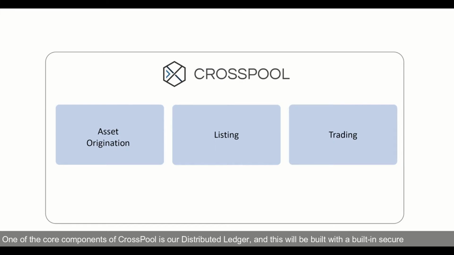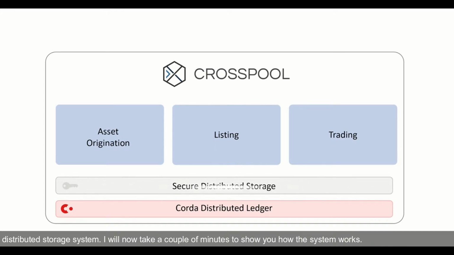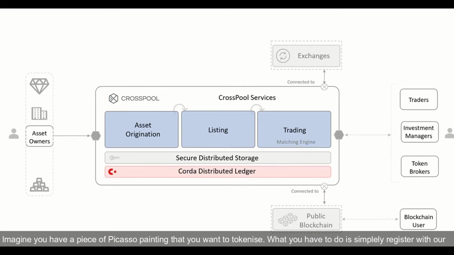One of the core components of CrossPool is our distributed ledger, and this will be built with a built-in secure distributed storage system. I will now take a couple of minutes to show you how the system works. Imagine you have a Picasso painting that you want to tokenize.